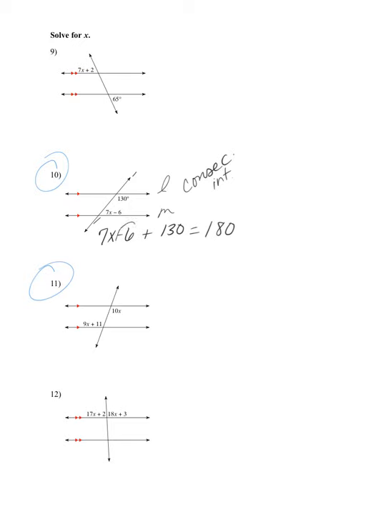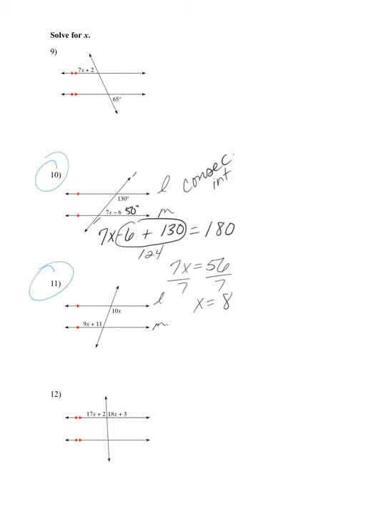So then I just combine my like terms. That'd be 124. If I subtract 124 from 180, is it like 30, no, 26? 56. 56, I was close. Divide by 7, my value of x would be 8.